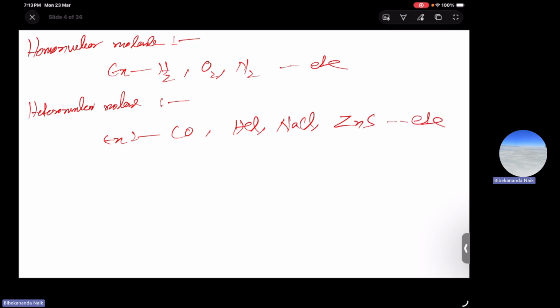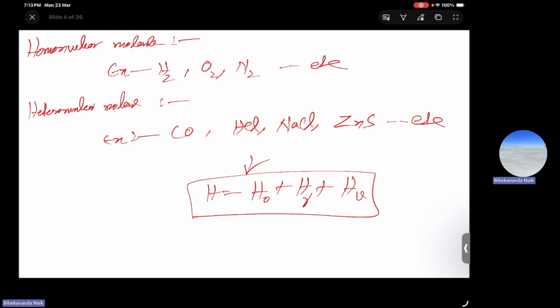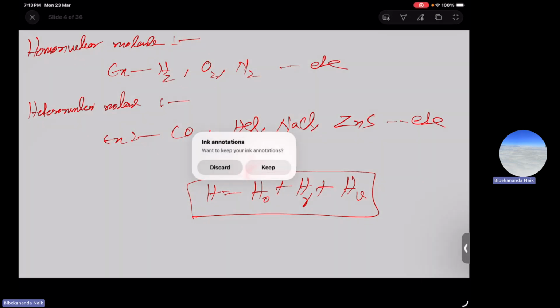Now, since these molecules consist of different atoms, they will have electronic energy plus rotational plus vibrational levels. The rotational energy comes due to the dipole moment: when the molecule has a permanent dipole moment, it tends to rotate about some axis, and then rotational spectra will occur. Similarly, vibrational spectra. So in general, homonuclear molecules don't show rotational and vibrational spectra, whereas heteronuclear molecules undergo rotational and vibrational motion. That's why they show rotational and vibrational spectra. Let me add a few slides.